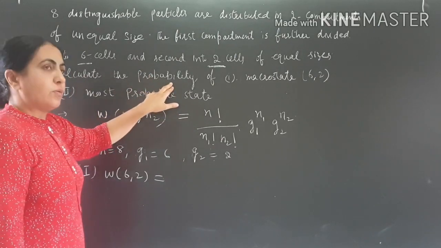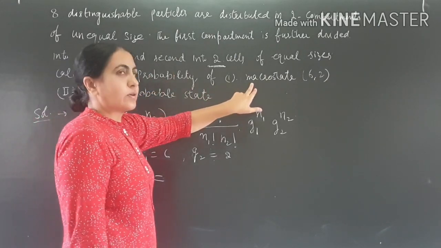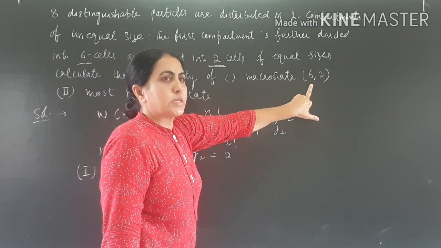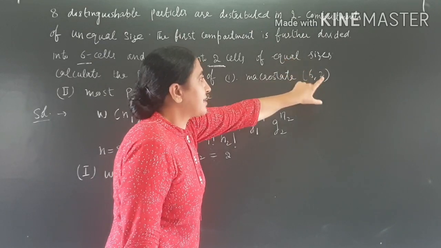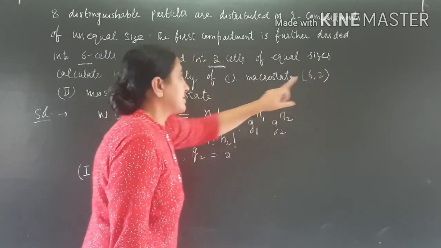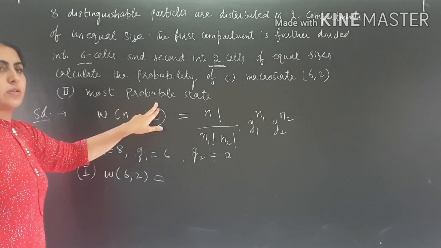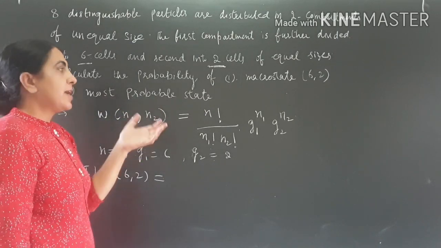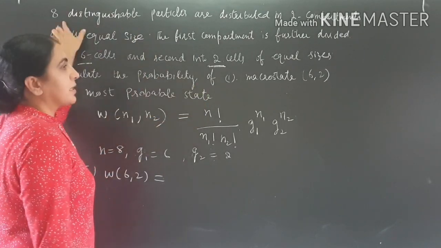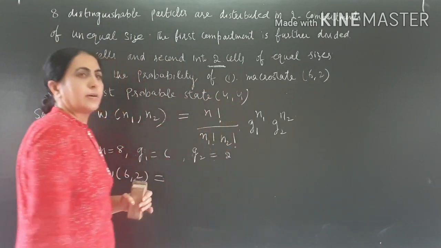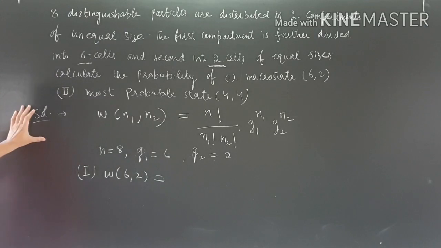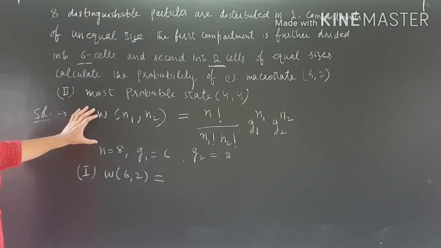Calculate the probability. Whose probability? Which macro state? 6-2. Macro state 6-2: the first compartment contains 6 particles and the second compartment contains 2 particles. And second is the most probable state, and the most probable state is that having, as there are 8 particles, 4,4. Clear? So solution.